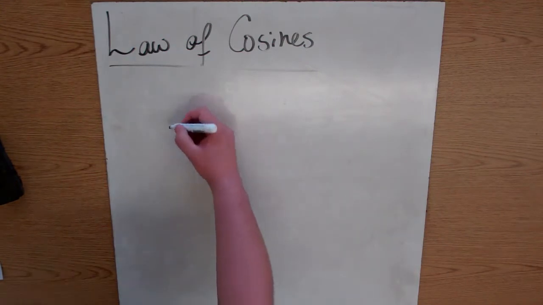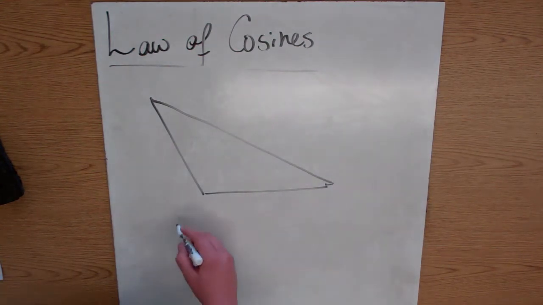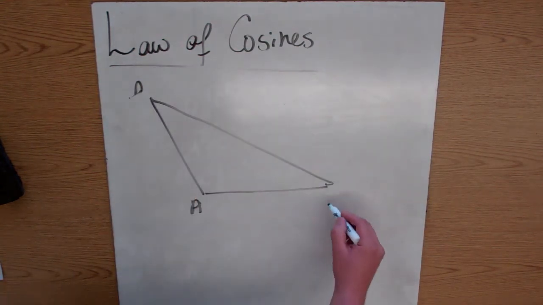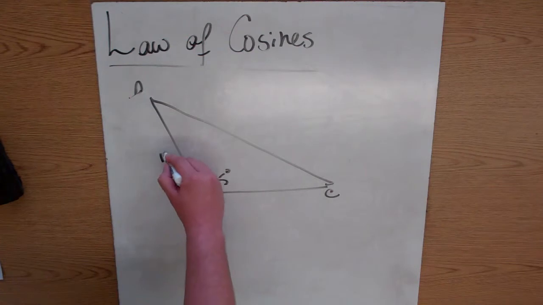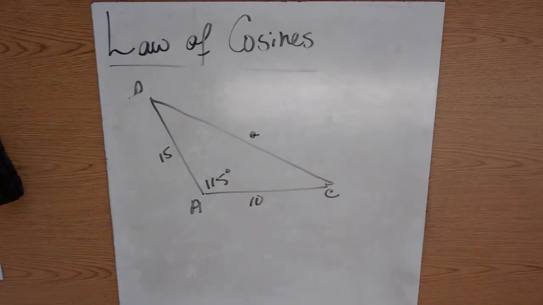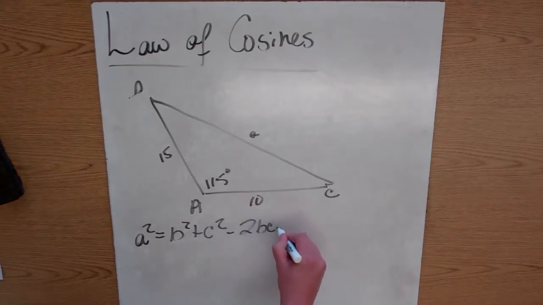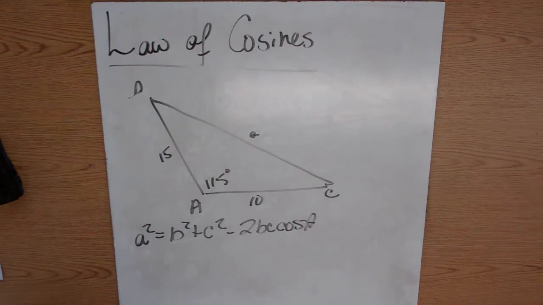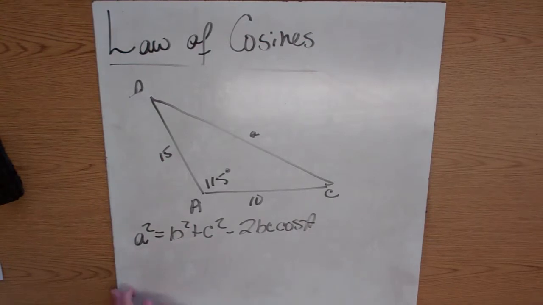Alright, let's look at this problem here. Here we have a nice little obtuse triangle. This is A, B, and C. This angle is 115 degrees. This side is 15, and this is 10, and we want to find little a. Since we want to find little a, we're going to use the formula a squared equals b squared plus c squared minus 2bc times the cosine of angle A, because we're looking for a. Whatever you're looking for is the letter that goes here.